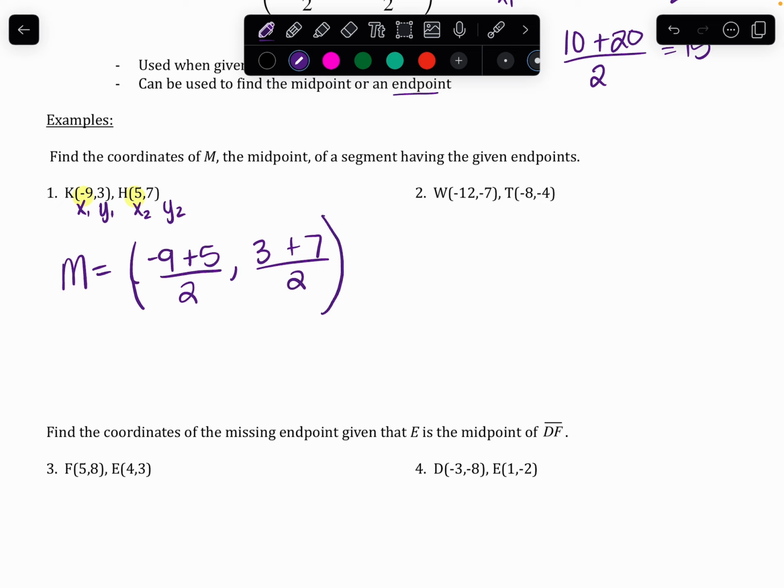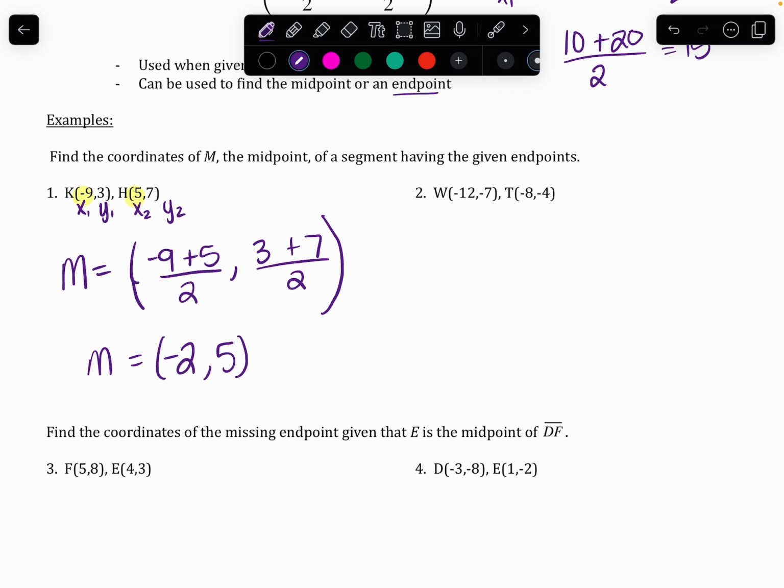And then evaluate that. So top first, -9 plus 5 is -4, divided by 2 is -2. And 3 plus 7 is 10, divided by 2 is 5. And so the midpoint between this K and H would be -2, 5, which means it's halfway between the 2 points. Or that would be the midpoint of the segment with those endpoints.